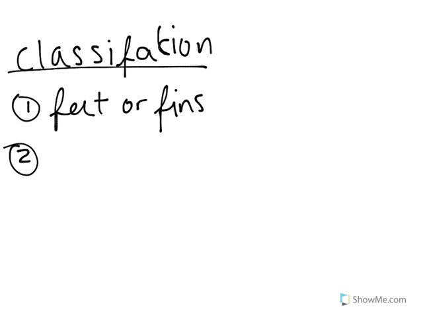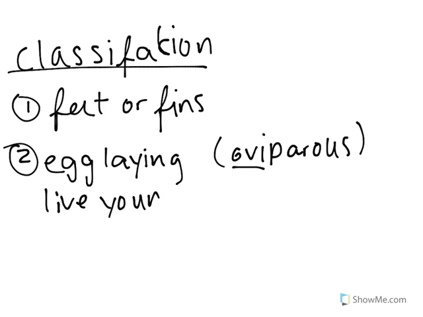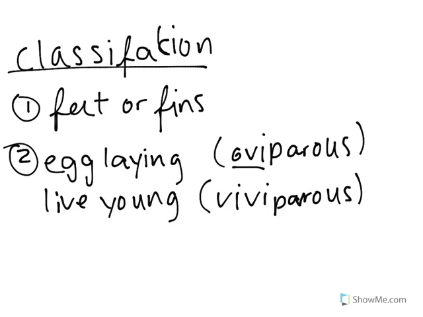The other way of classifying vertebrates is through if they're egg-laying, and this is known as oviparous, with the root of ovi, which means egg, and then birthing live young, and that's viviparous. And that has the root of vivi, which means life. So that's another way of classifying basically how they birth their young.